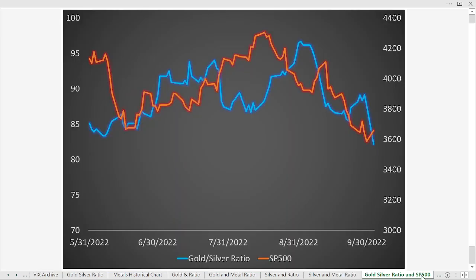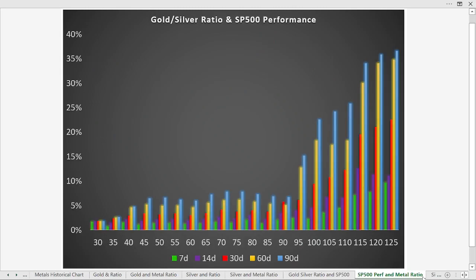We can take a look at the gold-silver ratio compared to the S&P 500. The stock market, the S&P 500, is the orange line. The blue line is the ratio. We tend to see a positive correlation. That's just the dynamic in the way the markets perform, and we can see exactly how this math works out as well. Again, excluding the figures that breach above 80.